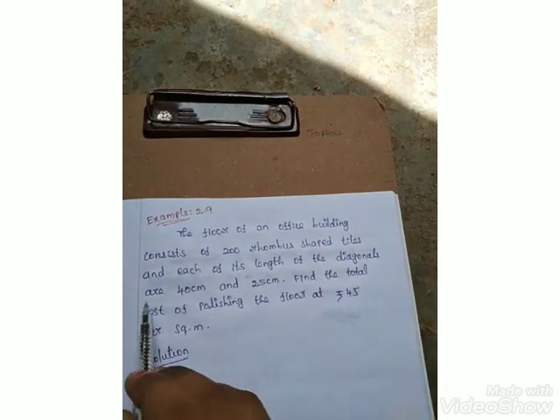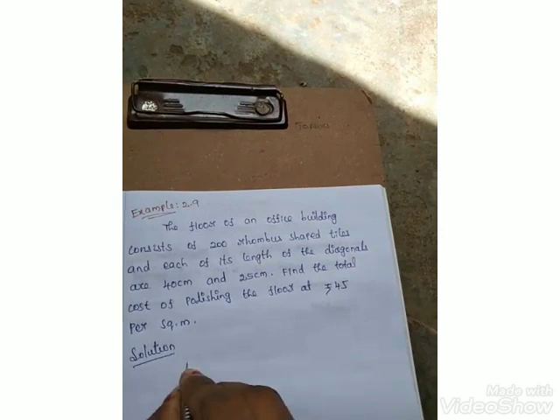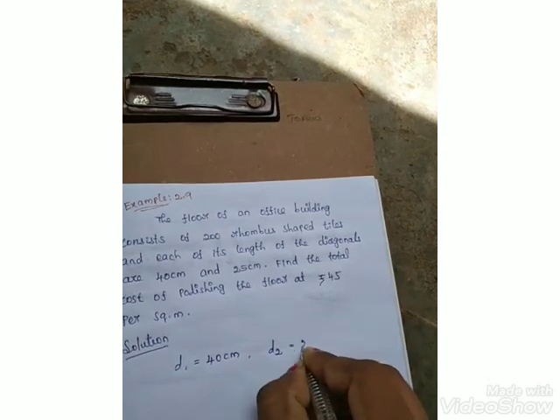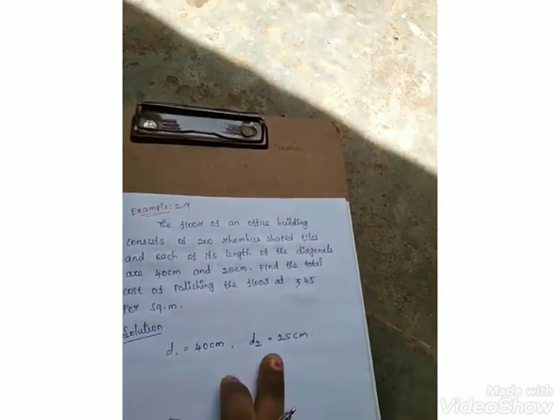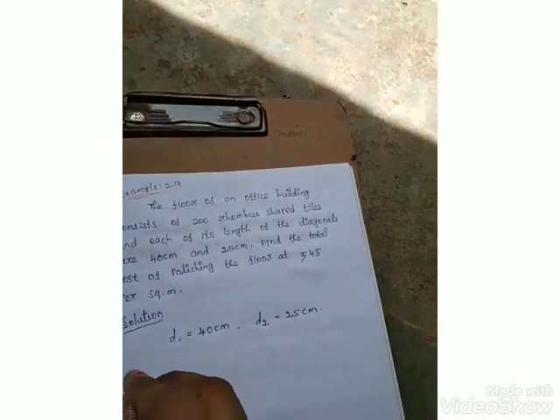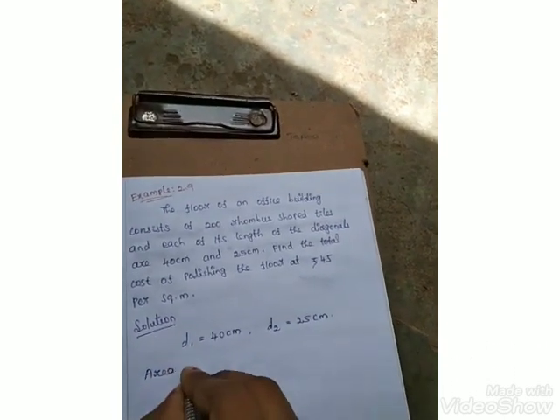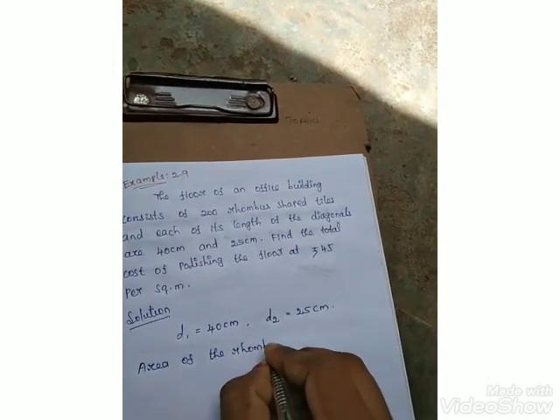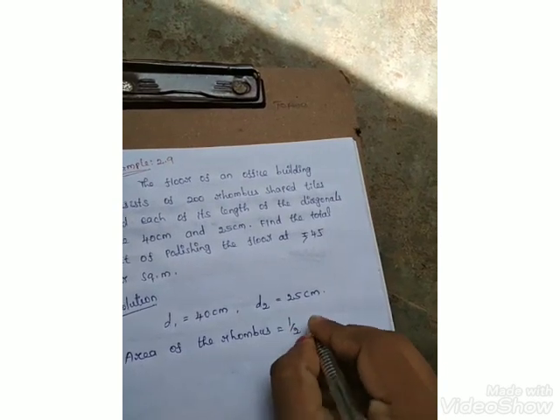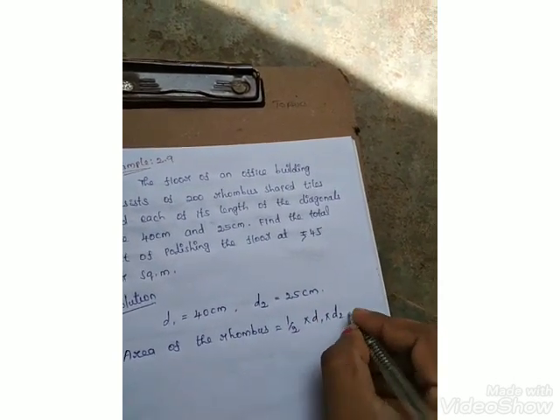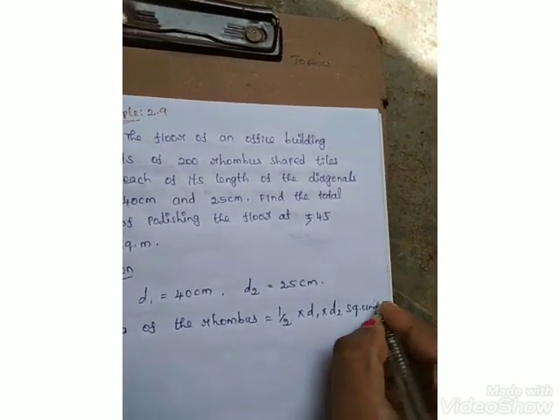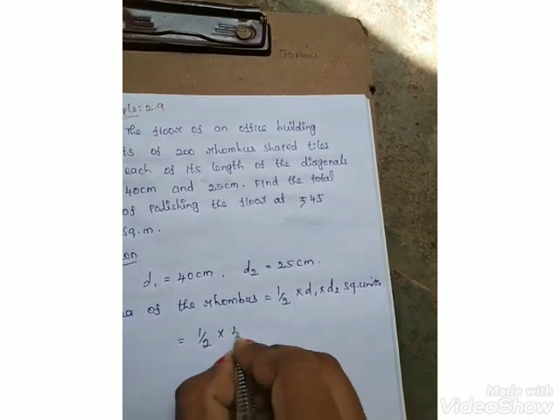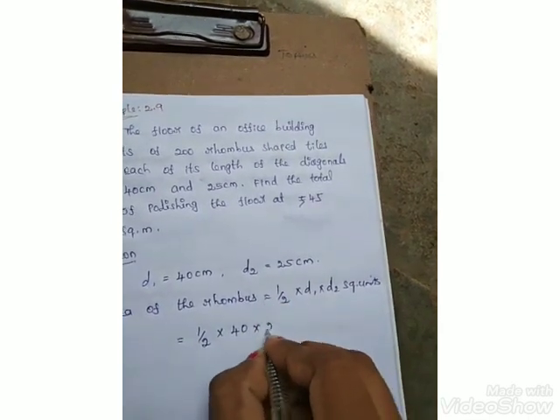See that length of the diagonals are 40 cm and 25 cm. So D1 is equal to 40 cm and D2 is equal to 25 cm. So D1 and D2 diagonals are given. So what is the formula? Area of the rhombus. What is the formula? Half into D1 into D2 square units. So half into diagonal 1 is 40 and diagonal 2 is 25.